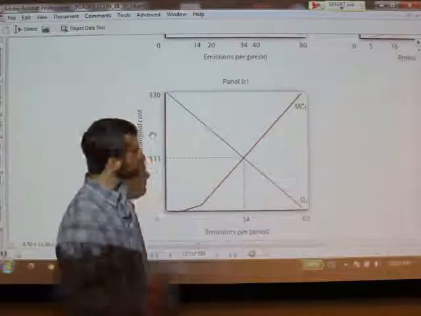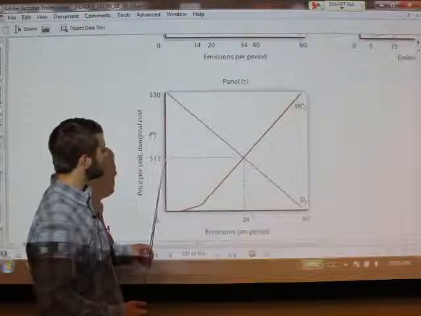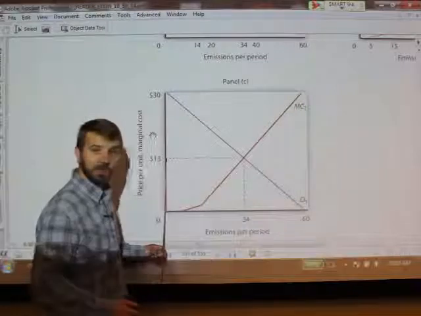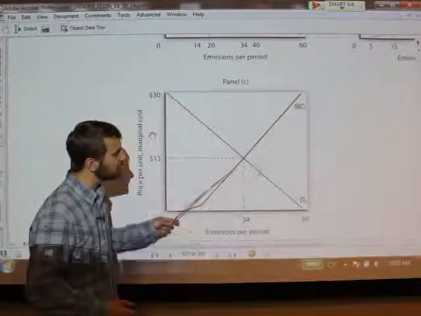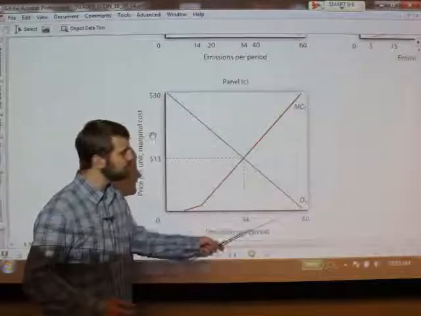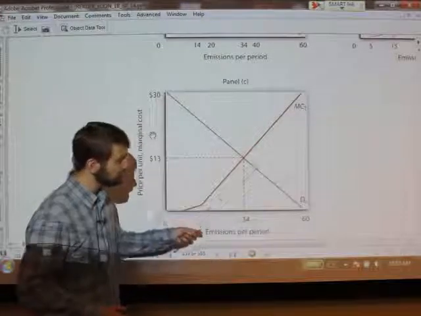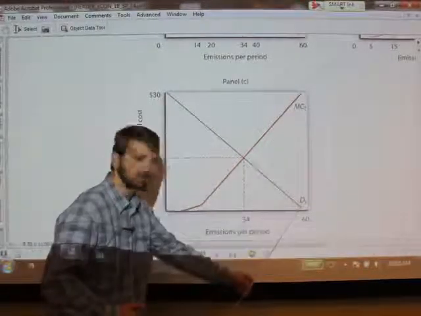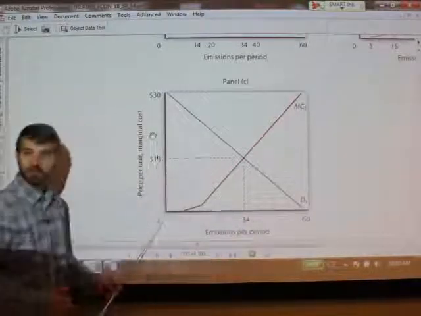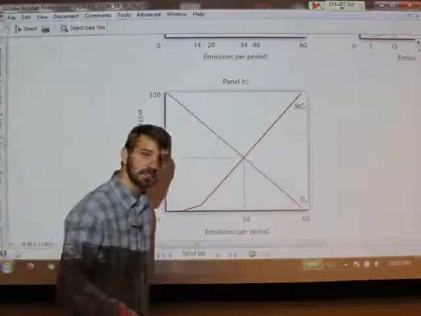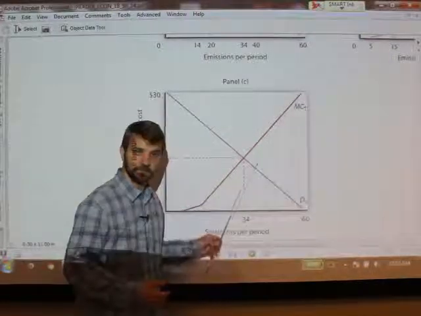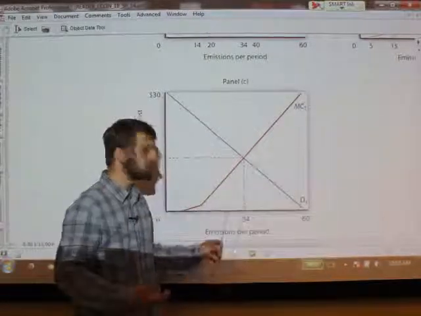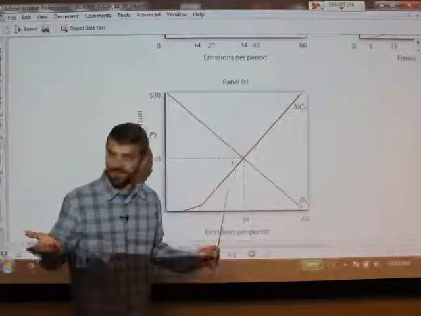And so if you pay them $13 for every pound of pollution they reduce, they're going to reduce all this pollution up to here, right? Because their marginal benefit of these 34 through 60 units of pollution is less than 13. So they'd rather have $13 than pollute this much. So they'll reduce their pollution to here. Bam, we're at the efficient outcome.